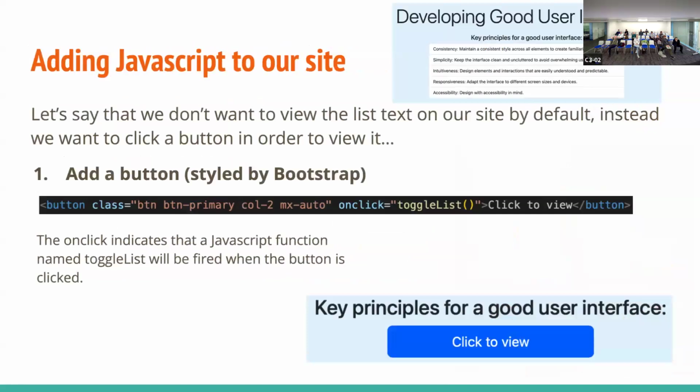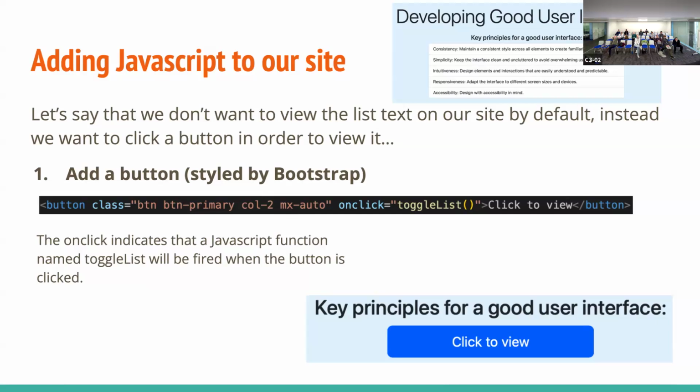So let's say that we don't want to view the list text on our example by default. Instead, we want to click a button in order to view it. So the first thing we need to do is add a button. This is styled by Bootstrap, as you can see within the classes here. So button primary makes it that blue. Column 2 just sets the width of the button according to the size of the page. And then the auto margin centers it within its parent element horizontally.